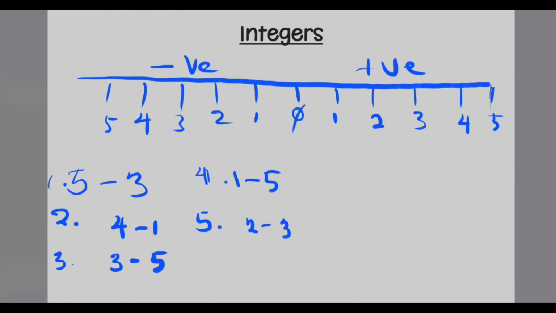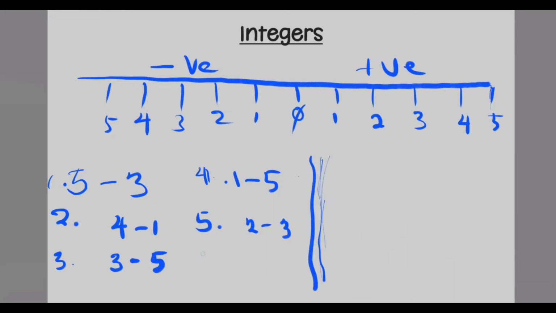Use the number line to solve this single line equation, 5 minus 3. So how do you solve this? Let me draw a double line here. So let's do the first one. 5 minus 3 means you take minus 3, and then move to the right by 5.